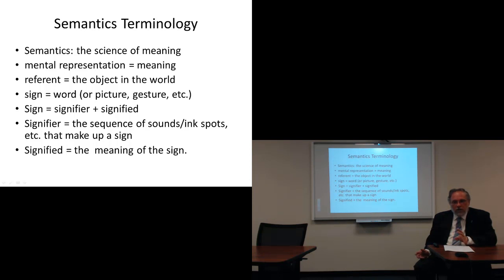So semantics is the science of meaning. That is, we're looking at meaning, how words and other signs mean. So what is meaning? Well, that's a very complicated question. And in fact, there's a book by Ogden and Richards that appeared in 1933 called The Meaning of Meaning, which is a very good book, and I recommend it if you're interested in reading more about it. So an entire book dedicated to trying to define what meaning is.